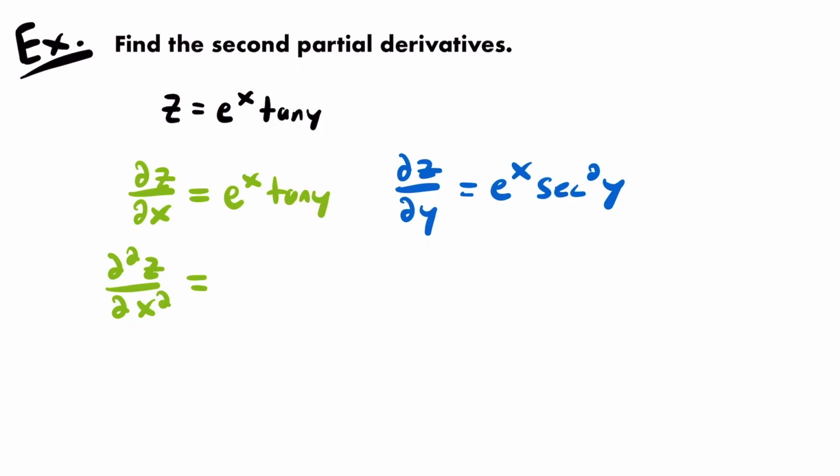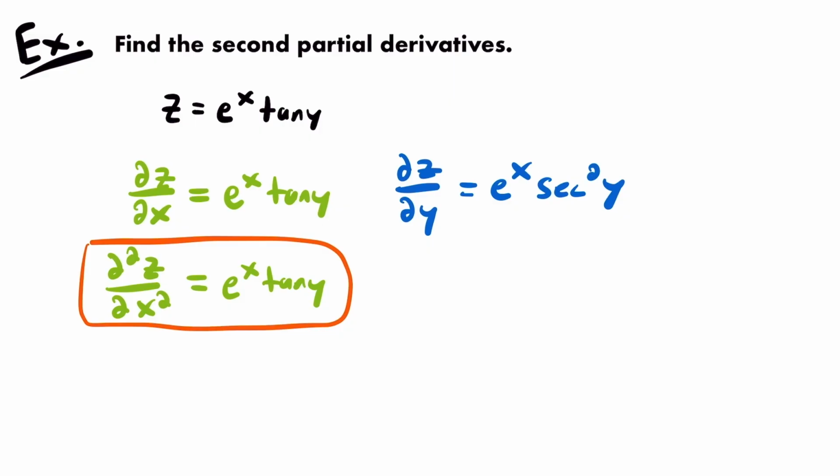We're treating tangent y as a constant, and the derivative of e to the power of x is itself, so we still just get e to the power of x times tangent y. All right, so that's one of our second partial derivatives. But now let's find another, specifically when we differentiate dz dx with respect to y. So that would be d squared z divided by dy dx. What would that be equal to?